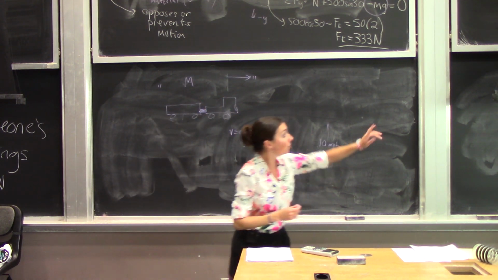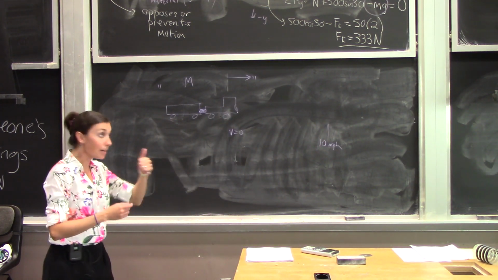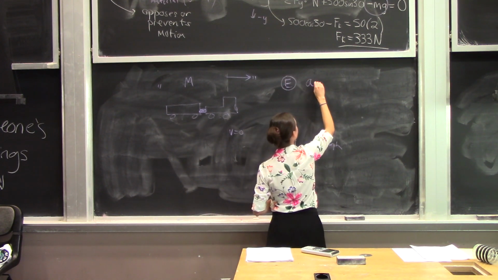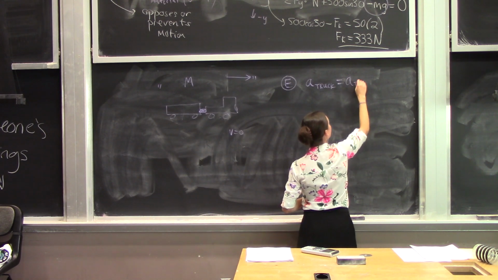So what does that tell us? D, E, or F? Which one of these is true? E, yep. E for elephant. The accelerations are equal. Alrighty.